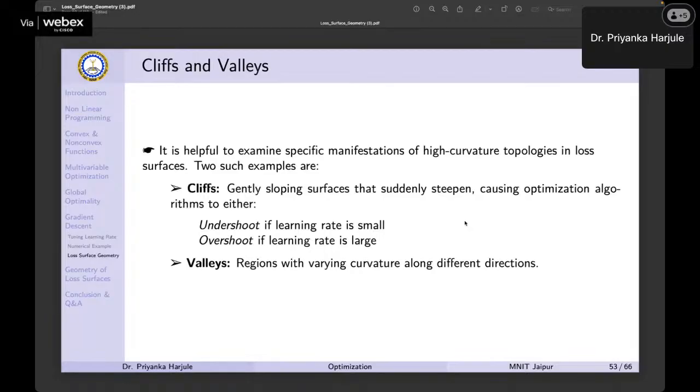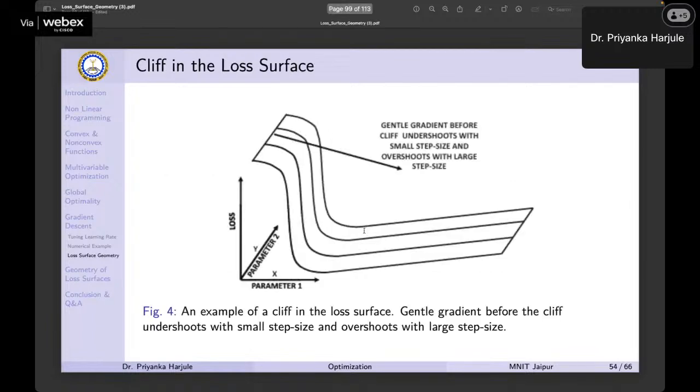Now let us look at some more loss surface topologies with high curvatures. Two examples of high curvature surfaces are cliffs and valleys. In the case of a cliff, there is a gently sloping surface that rapidly changes into a cliff. However, if only the first order partial derivative with respect to x is computed.